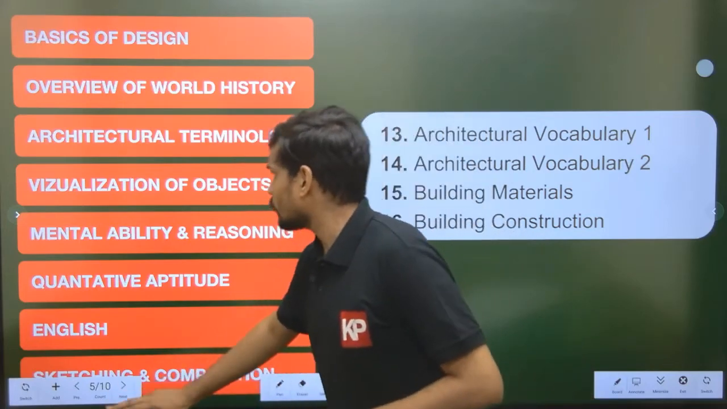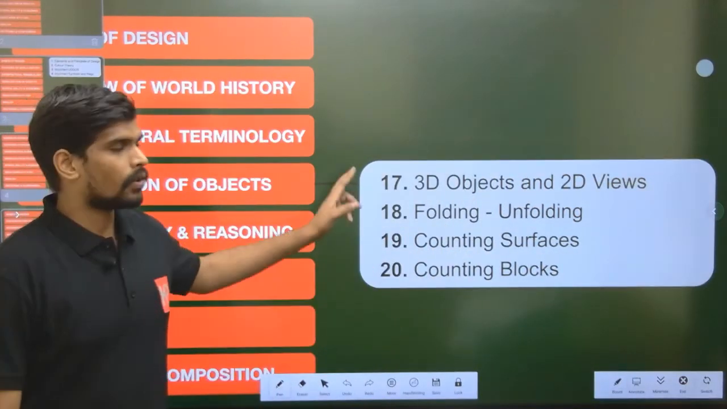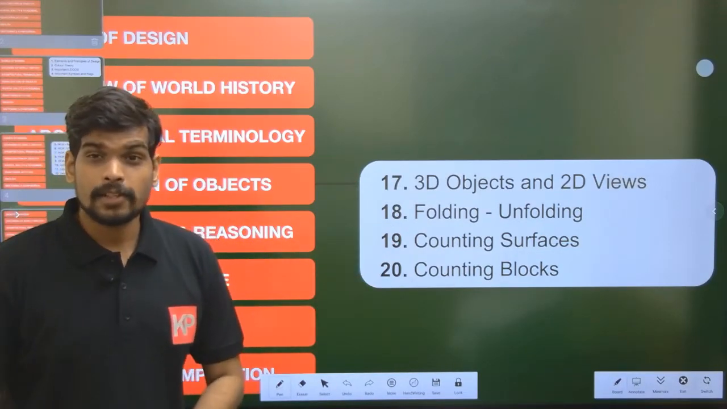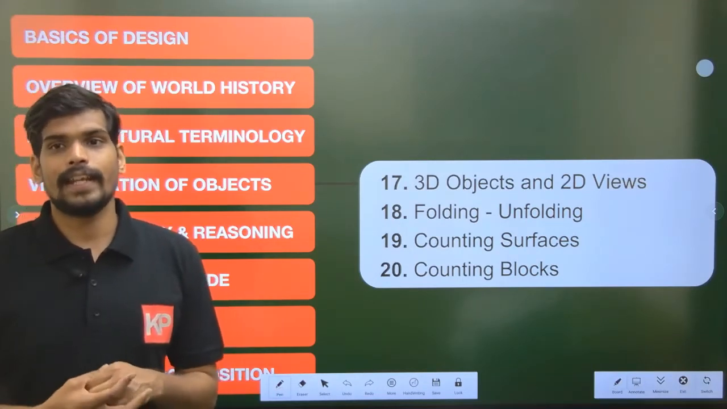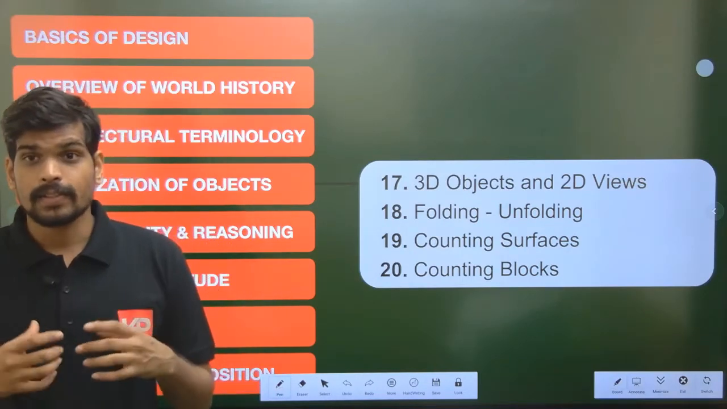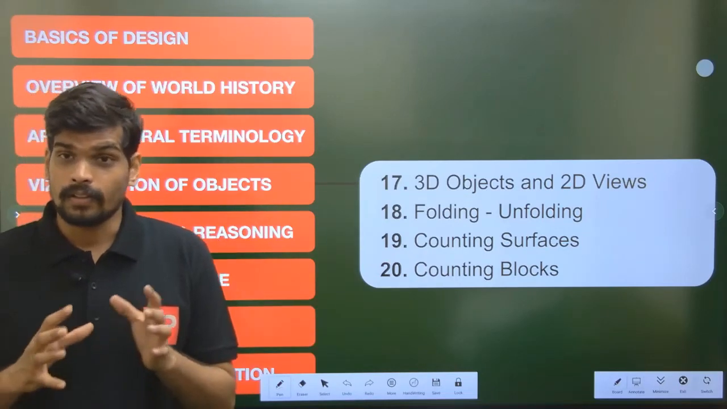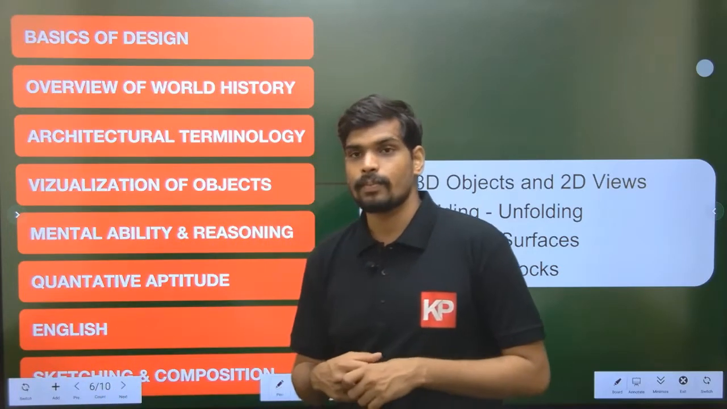Module number 4, which is visualization of objects, will again be a 4-day long module from day 17 till day 20. We will cover topics like 3D objects and interpreting 2D views of it, folding and unfolding on day 18, and day 19 counting the surfaces of 3D objects, and day 20 will study the concept of counting blocks, tricks used in that, and how to answer questions with respect to that.